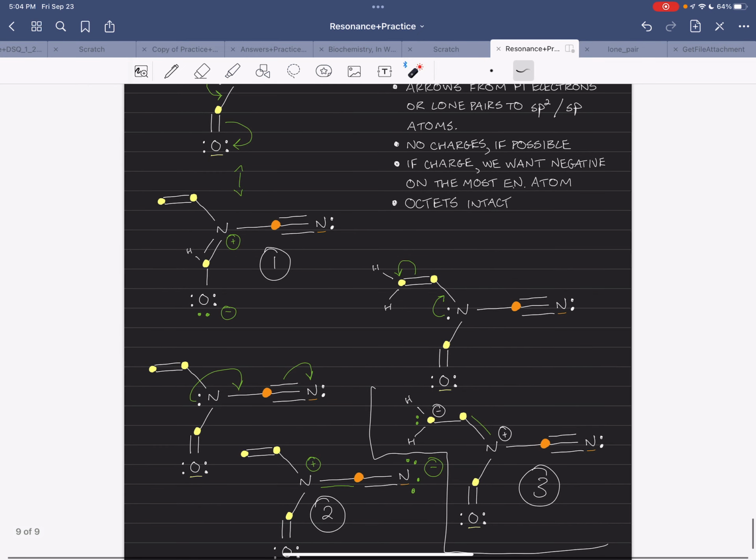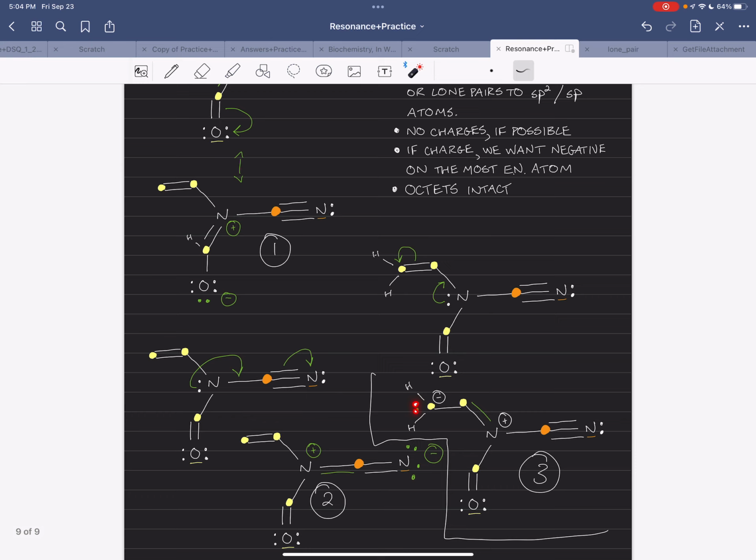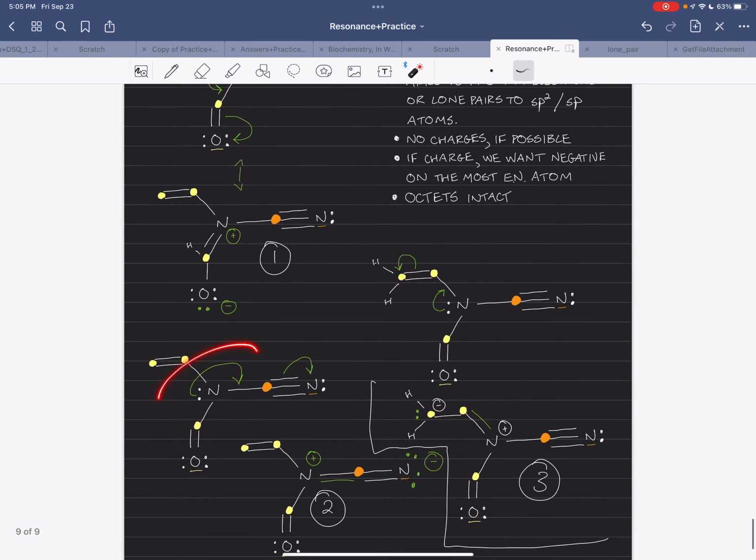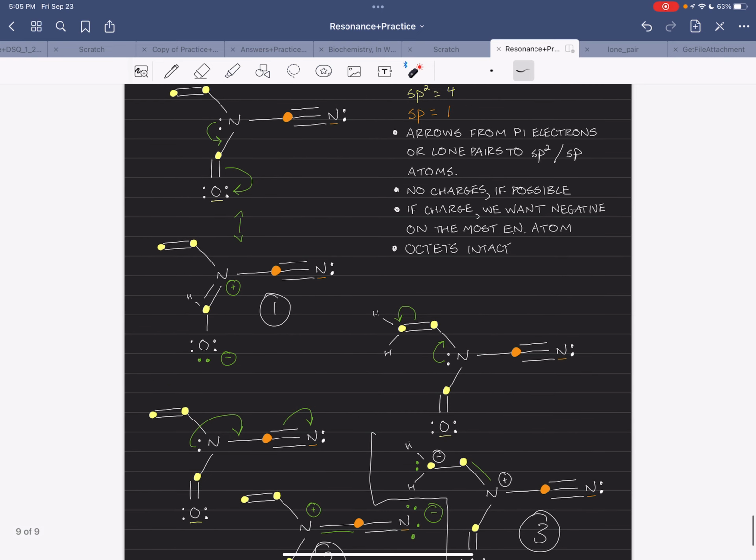And all of our rules hold. Even this carbon with a negative charge, 1, 2, 3, 4, 5, 6, 7, 8, has a full octet. Nitrogen, 1, 2, 3, 4, 5, 6, 7, 8, has a full octet. We have a neutral charge, which is what we had initially. We are drawing our arrows from pi electrons or lone pairs. The initial move here was from a lone pair towards an sp2 carbon. We did do a move here where we moved it towards an sp carbon, and we're keeping our octets intact.